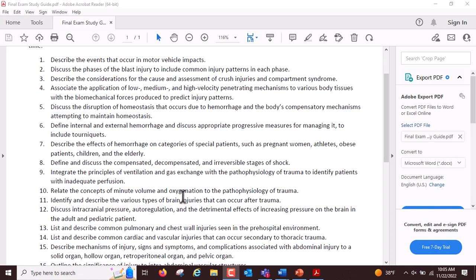Number 11, basically the things that I want you to know under that are the various types of brain injuries that can occur after trauma, which would be subdural and epidural hematomas. A subdural hematoma, remember, is underneath the dura. Epidural is above the dura. The dura is that tough covering of the brain that helps to protect it.